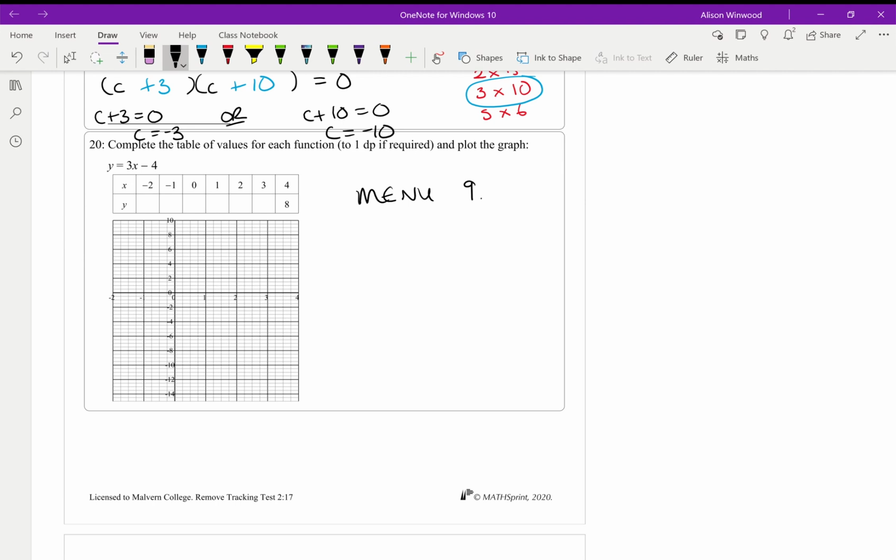I've got to start again. 3x subtract 4. Ending at 4. And it gives me the numbers negative 10, negative 7, negative 4, negative 1, 2, 5, 8. And then we should be able to plot those points. And with a ruler, join them up to make a nice straight line.